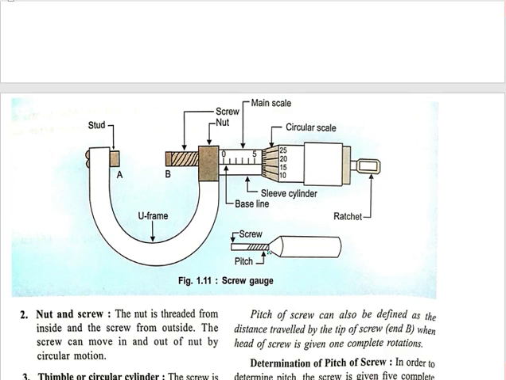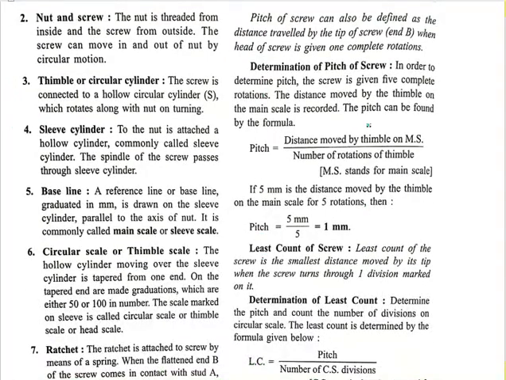Now I will teach you how to determine the pitch of a screw. This is the formula, so you have to remember it. In order to determine the pitch, the screw is given 5 complete rotations, and the distance moved by the thimble on the main scale is recorded. The pitch can be found using the formula: distance moved by the thimble on the main scale divided by the number of rotations of the thimble. MS means main scale. Suppose 5 millimeter is the distance moved by the thimble on the main scale for 5 rotations, then our pitch will be 5 millimeter by 5, which is 1 millimeter.